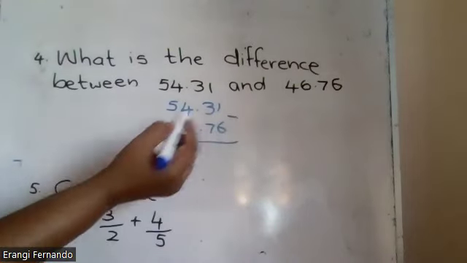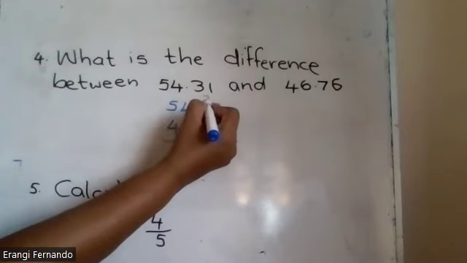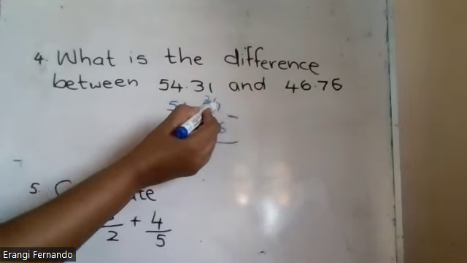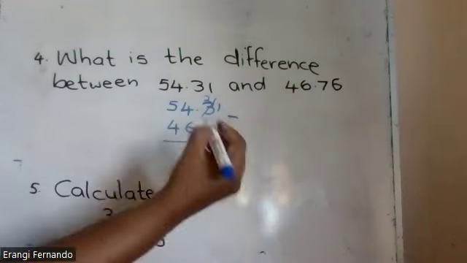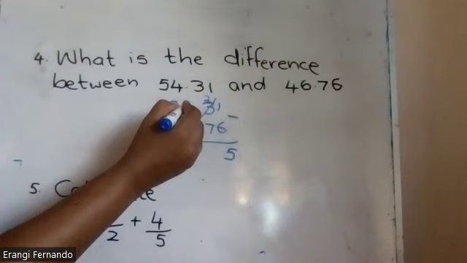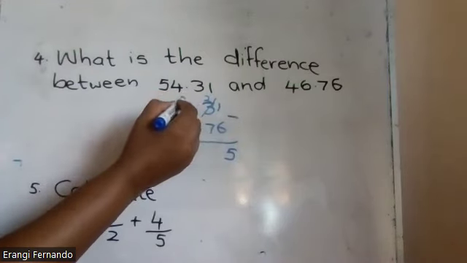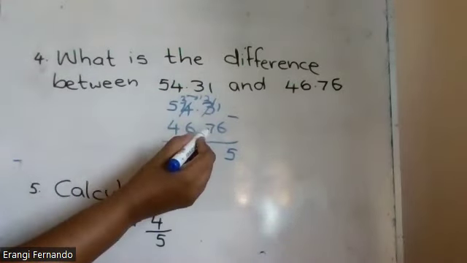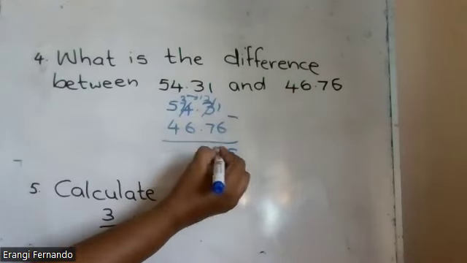So let's subtract. From 1, you cannot subtract 6. So you have to borrow from here. Then here the value will be 2 and here 11. From 11, when you subtract 6, it's 5. Next, from 2, you cannot subtract 7. You have to borrow from the other side. Then when you borrow, the answer will be 3 and here will be 12. From 12, when you subtract 7, it's 5.